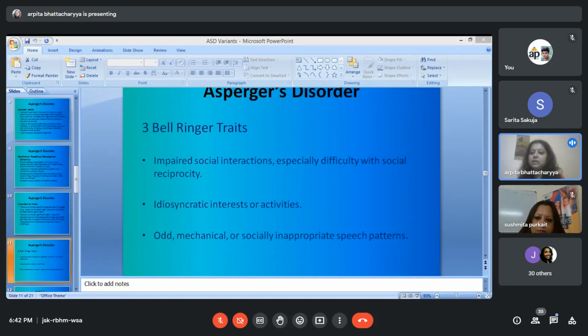They will just rock their body and may repeat the same words again and again. It's a very different kind of speech pattern they are having. It's not the way we converse usually. So these are the three bell ringers I've put for diagnosis of Asperger. So if you are having these three, then you can go with that.